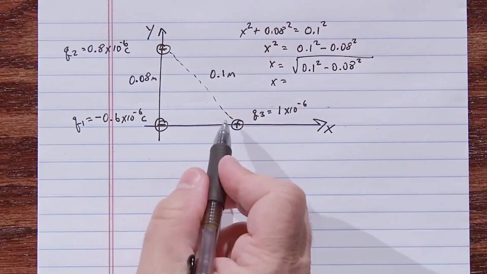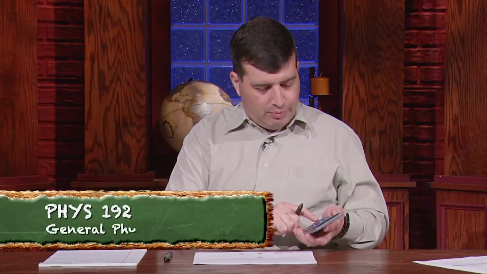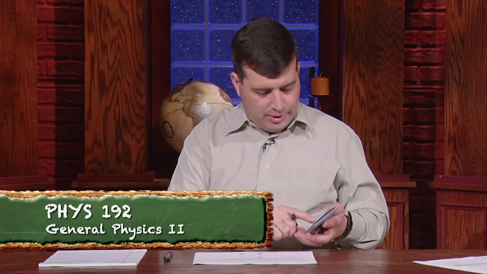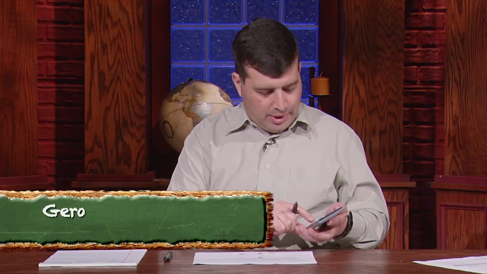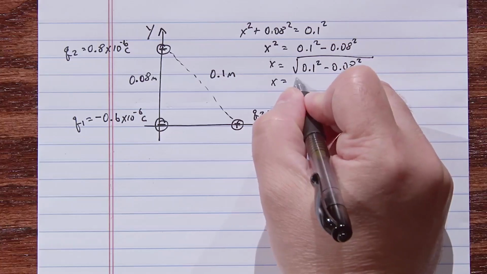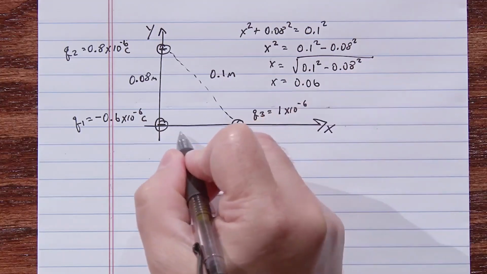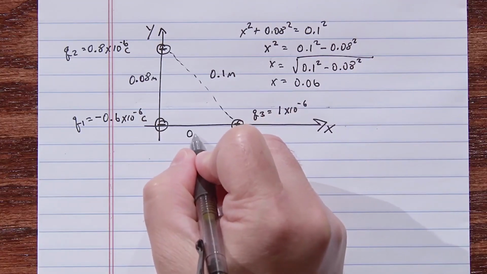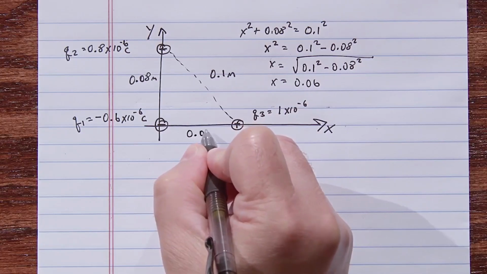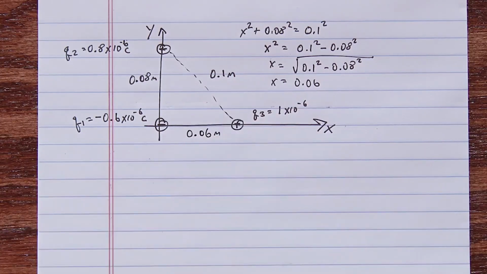So what is this length right here? The square root of 0.1 squared minus 0.08 squared, and that is 0.06. So we know that this distance right here is 0.06 meters, or 6 centimeters.